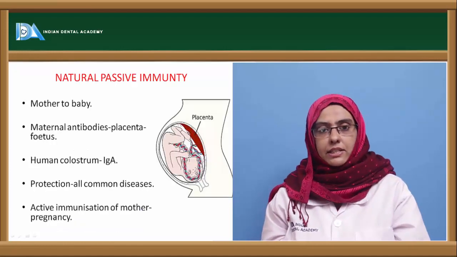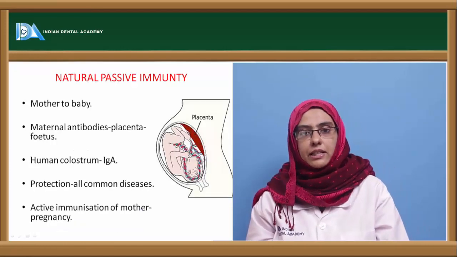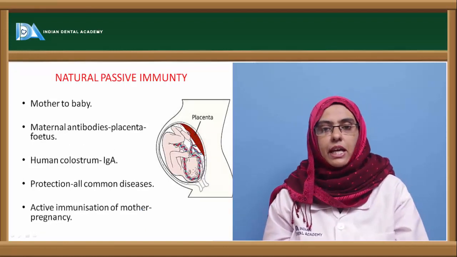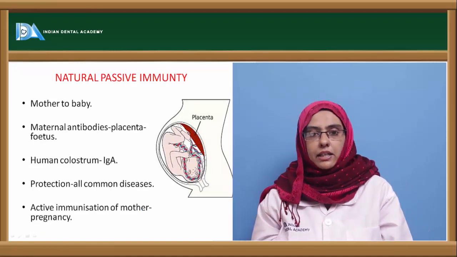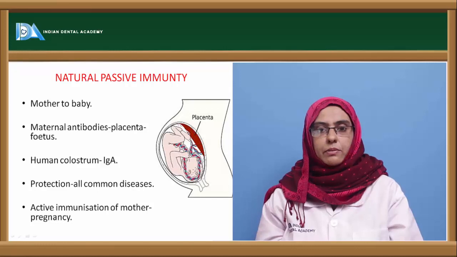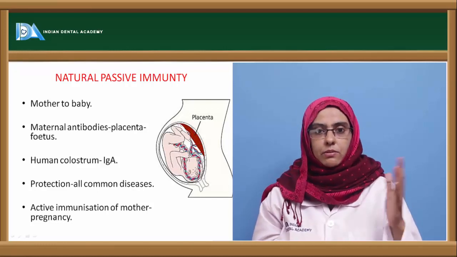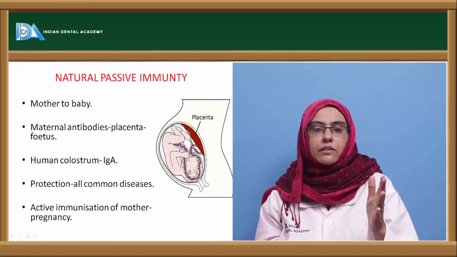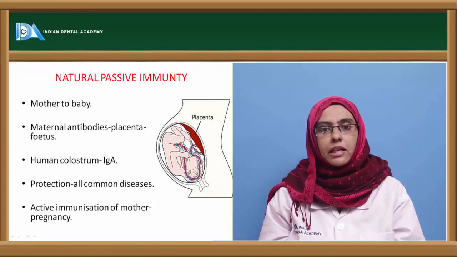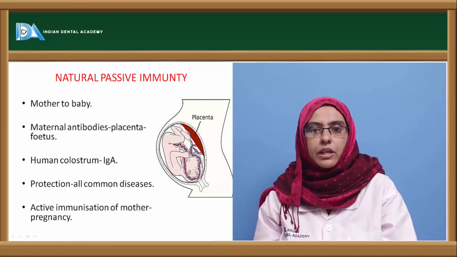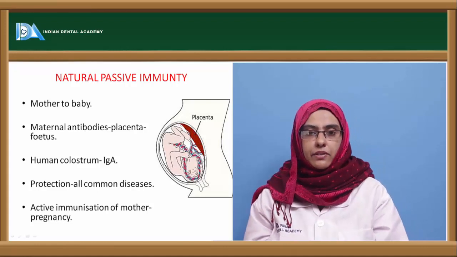Now coming to the classification of passive immunity, it can be classified as natural passive immunity and artificial passive immunity. The best example of natural passive immunity is the immunity provided to the fetus by the mother, mother to the baby. Here, different antibodies of the mother have the ability to cross the placenta and protect the fetus from different types of infections.